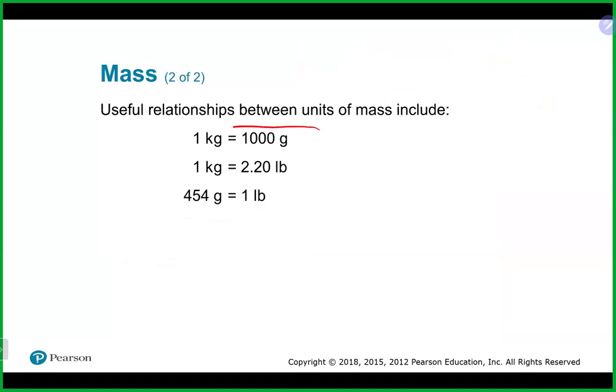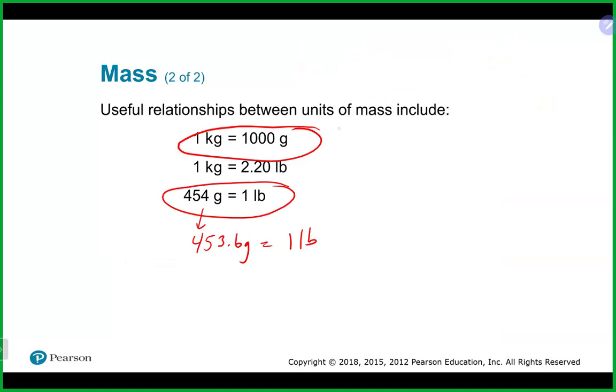And 1,000 grams is a kilogram. 1 pound is 454 grams. You'll sometimes see 453.6 grams as 1 pound. I would say these two definitely pop up a lot in chemistry, those sort of equalities and conversions.